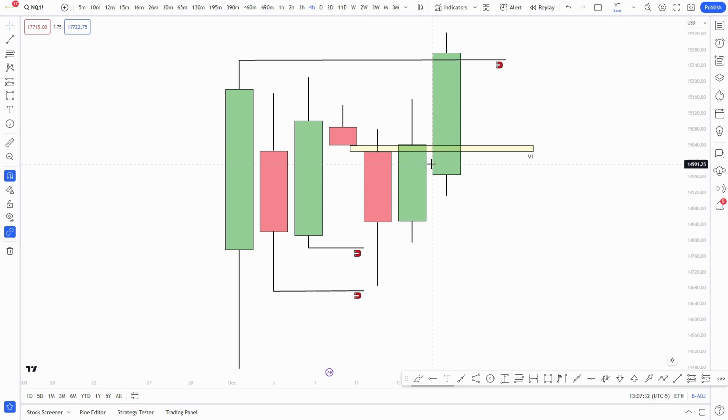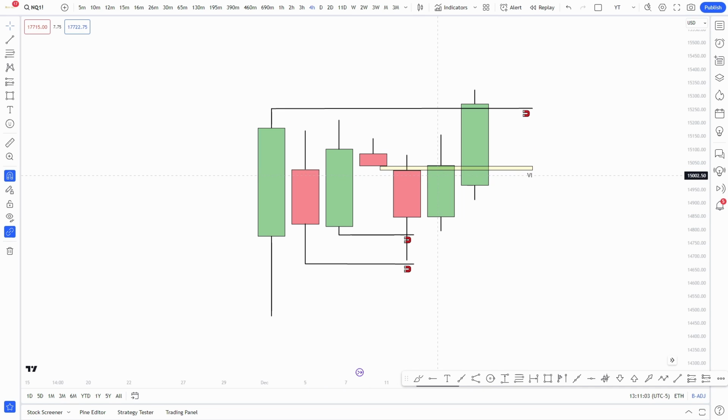We don't have to necessarily take the first entry off of that. I prefer to actually wait till price pulls back into at least an equilibrium block range where we risk the equilibrium block candle to then take out buy side liquidity. Now let's dive into a live example.